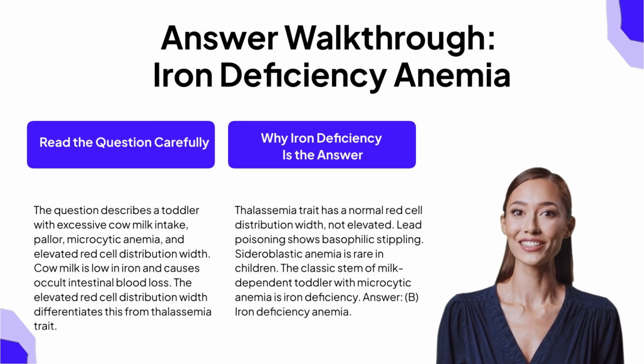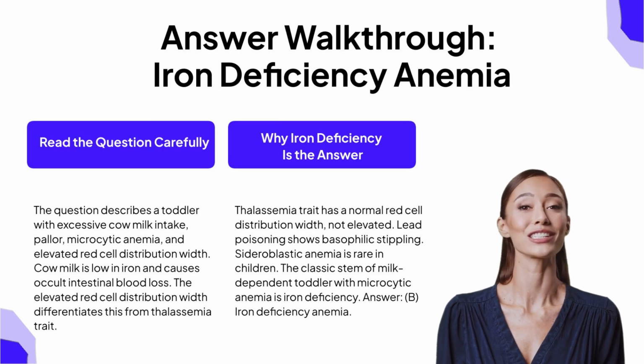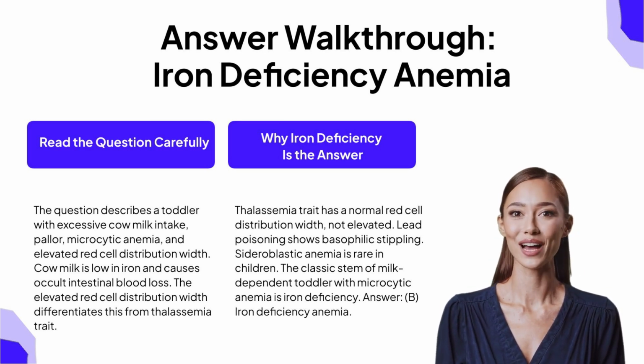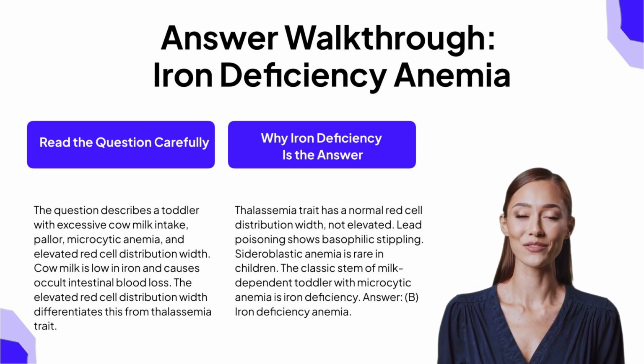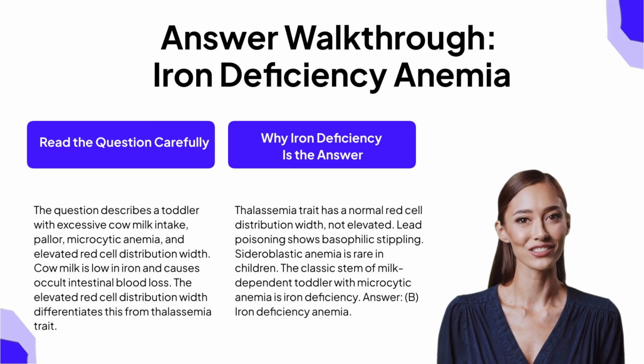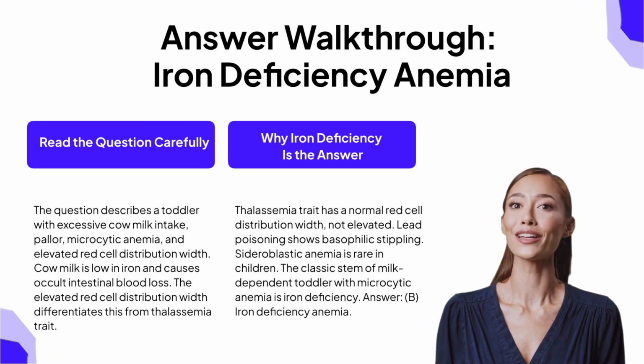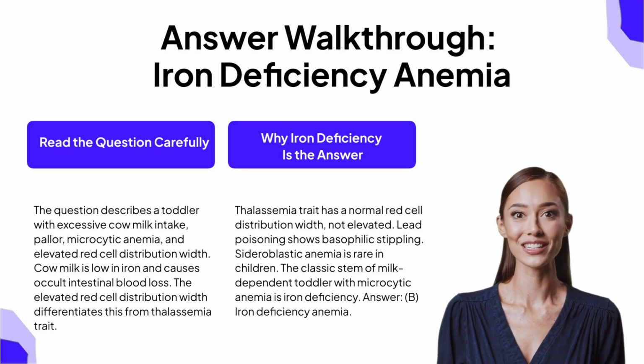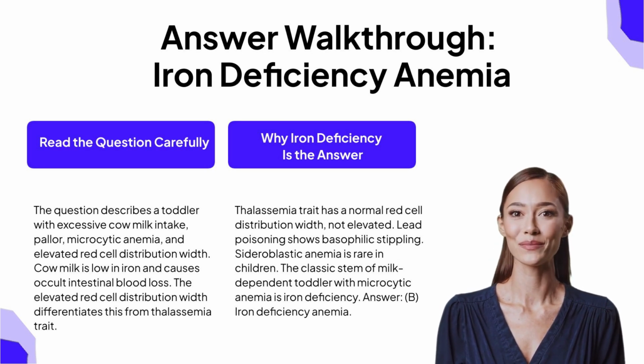The elevated red cell distribution width tells you the red cells vary in size, which happens in iron deficiency because the marrow produces smaller cells as iron runs out. Thalassemia trait also causes microcytosis, but the red cell distribution width is usually normal because the cells are uniformly small. Lead poisoning presents with basophilic stippling and other symptoms. Sideroblastic anemia is rare in children. The correct answer is B, iron deficiency anemia.